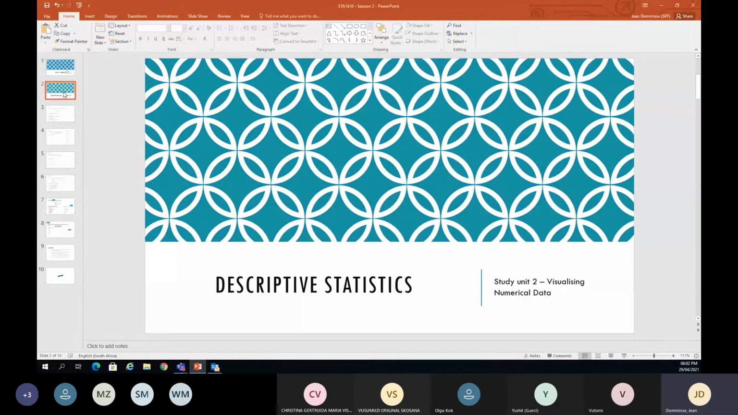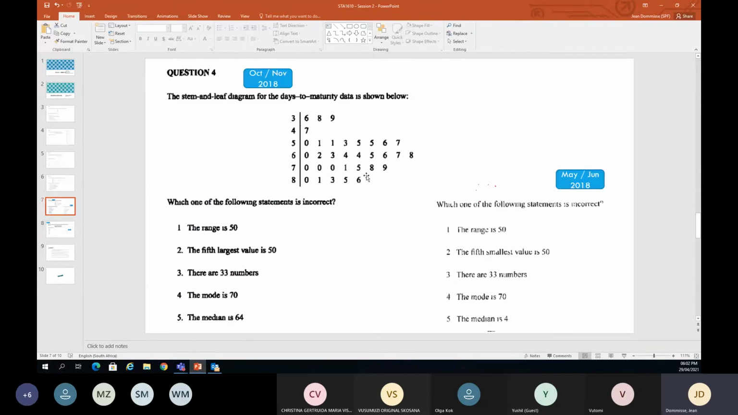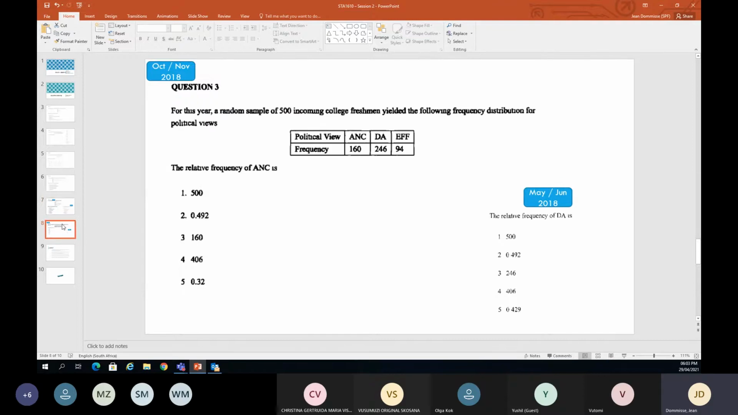Basically, tonight we're going to look at the descriptive stats, basically looking at visualization. Most of tonight's work will be around stem and leaf, so we can definitely focus on that. You will also see some questions that have been in previous papers, and then also a frequency table that has been in previous papers as well.